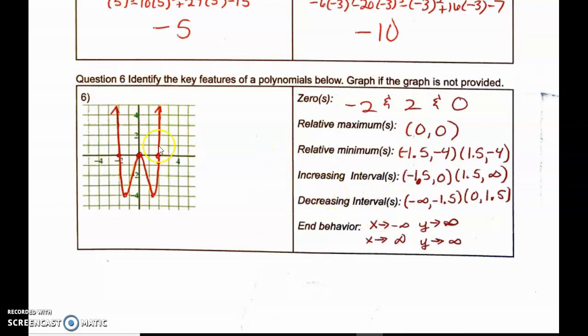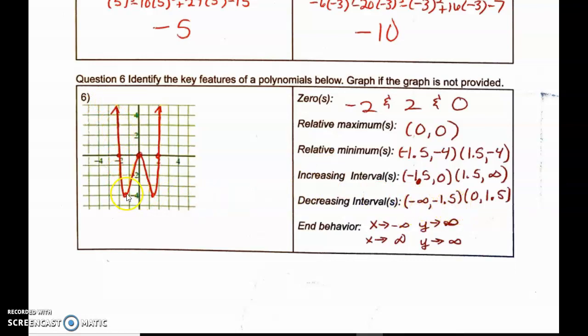So I'm going to go ahead and read this from left to right. So as I come in from the left, like if I get on this roller coaster, I start going down. And I go down until I reach this minimum. So at this minimum, that looks like -1.5. Yep, it is. So from negative infinity to -1.5, I am decreasing. And over here, if you look at my decreasing intervals, there's that first one.